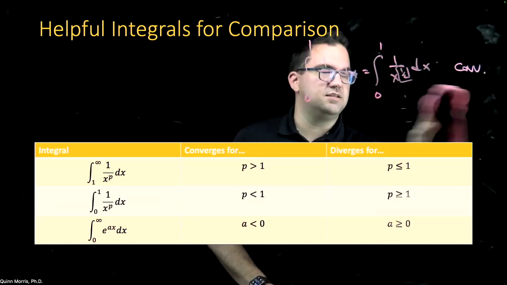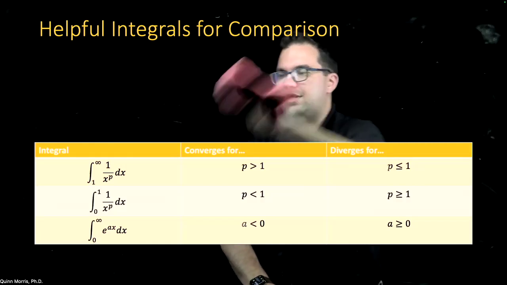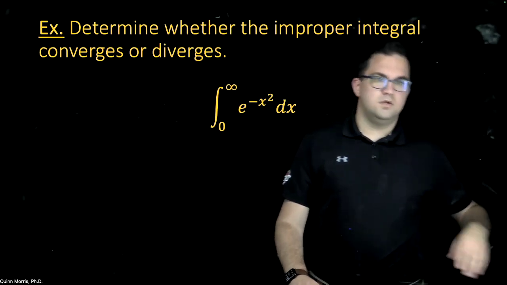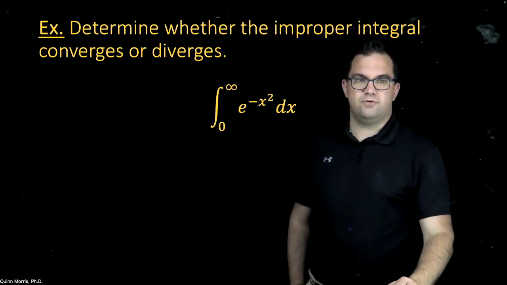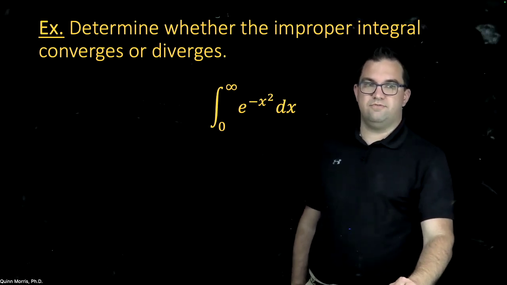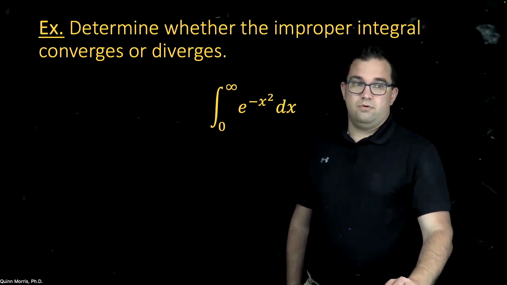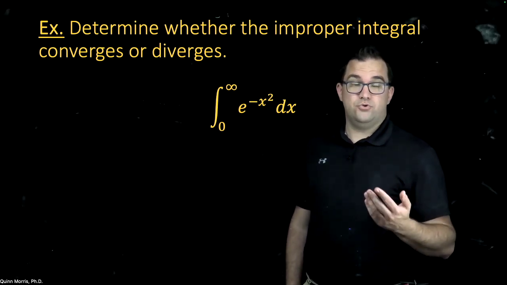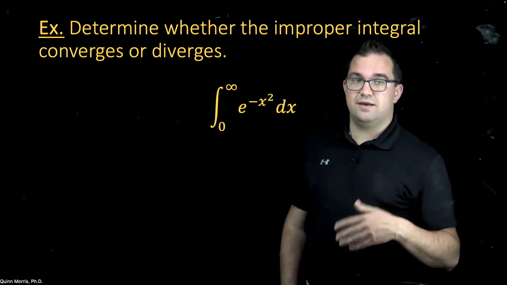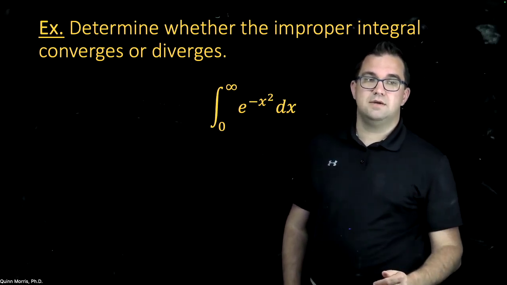So let's put some of these into action and see how that can be helpful. Imagine I ask you to determine whether this improper integral converges or diverges. I have the integral from 0 to infinity of e to the minus x squared dx. Again, you could go back to our definition and rewrite this as the limit as b goes to infinity of the integral from 0 to b of e to the minus x squared dx.